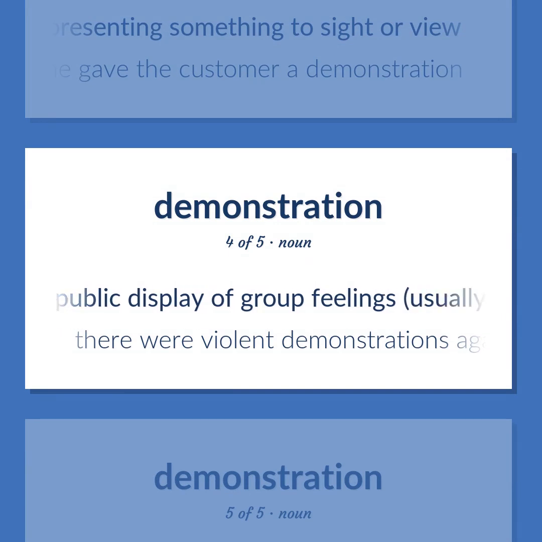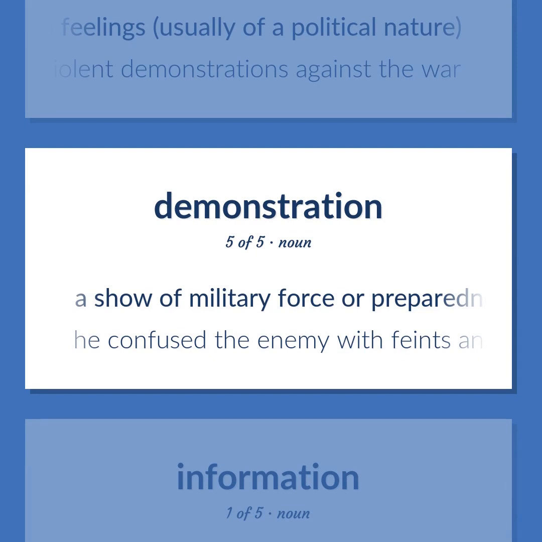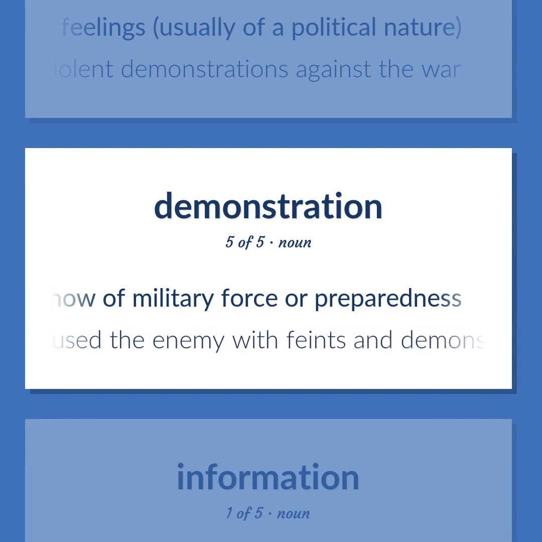A public display of group feelings, usually of a political nature. There were violent demonstrations against the war. A show of military force or preparedness. He confused the enemy with feints and demonstrations.